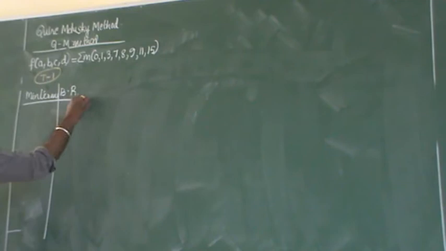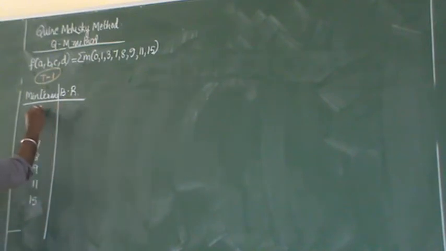So as I was telling you, we have to use the method of table 1. The first column is nothing but the min terms, and next comes the binary representation. So what are the min terms they have given here? 0, 1, 3, 7, 8, 9, 11 and 15.